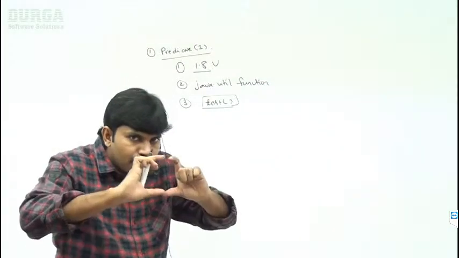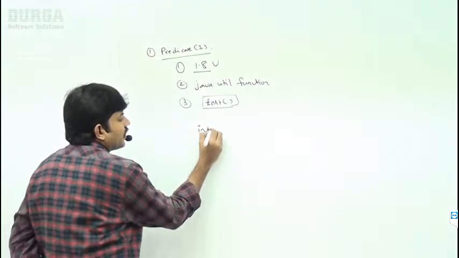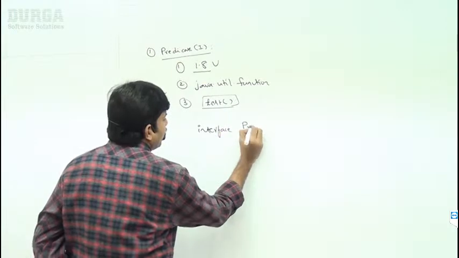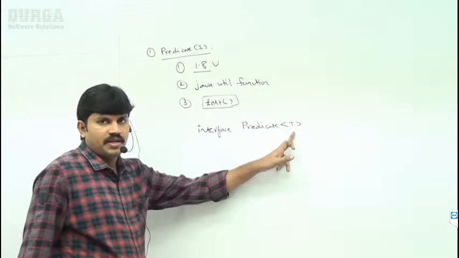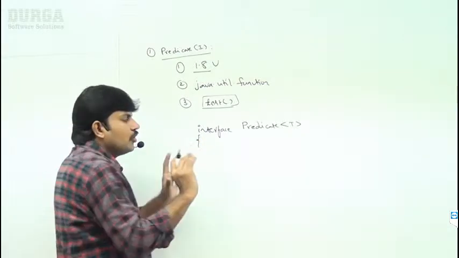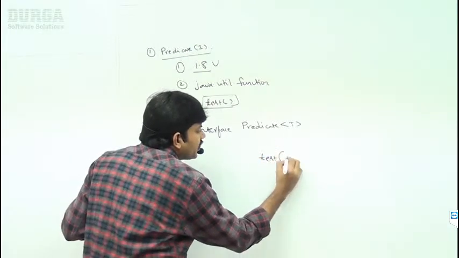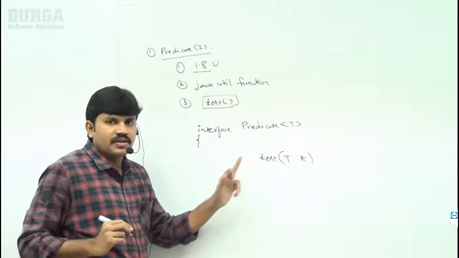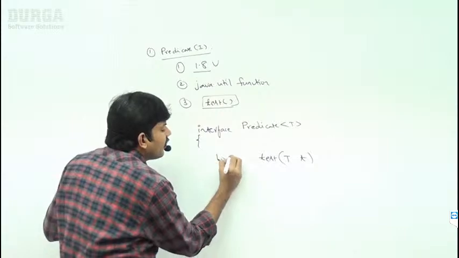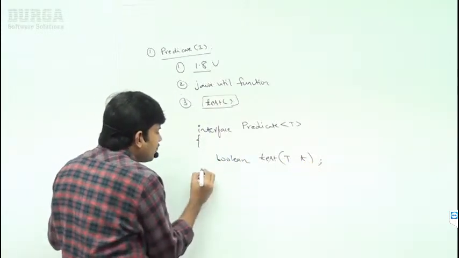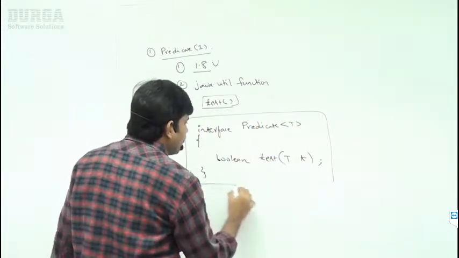If you want the complete prototype of this method, let me explain. Our interface name is Predicate, which takes a type parameter. It contains only one method. What is that method, sir? test is the method which takes a T type as an argument and returns a boolean value. Remember this: it returns a boolean value. So this is the complete prototype of Predicate.